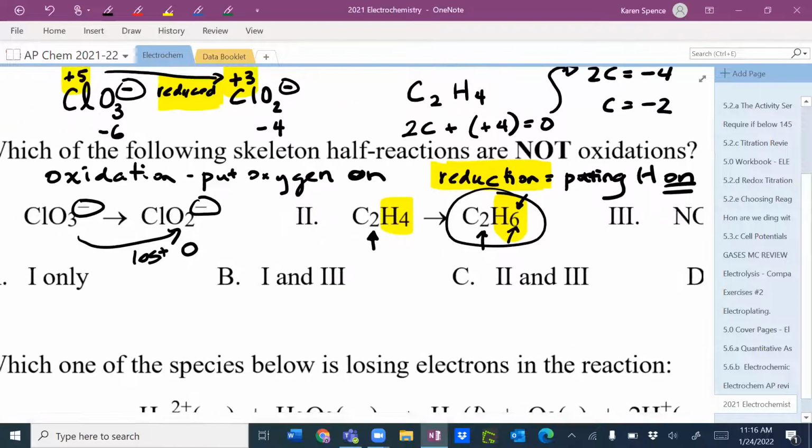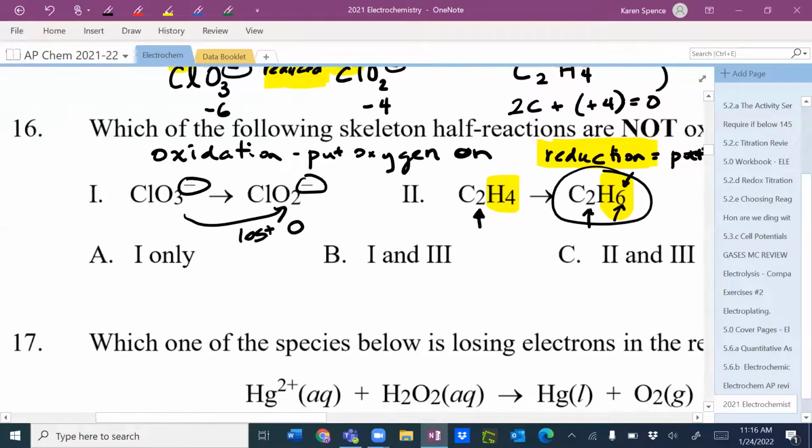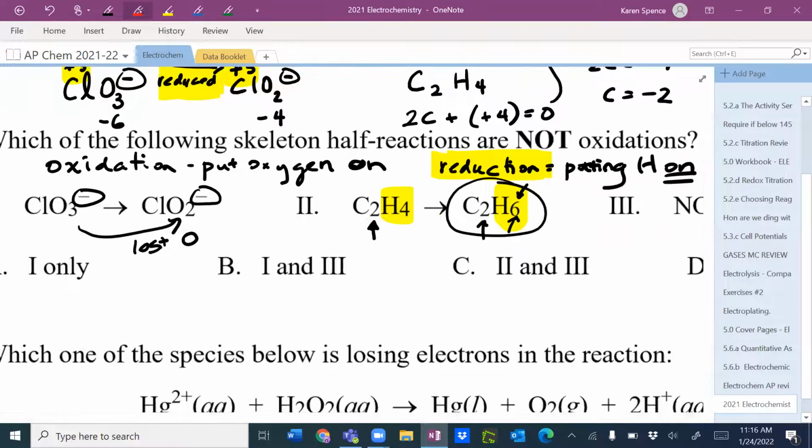Did anyone want to see that? Oh, this is really weird. Which are not oxidations. Oh my goodness. Hopefully they don't ask many of those stupid negative questions on the test.